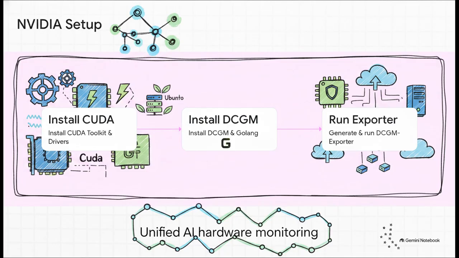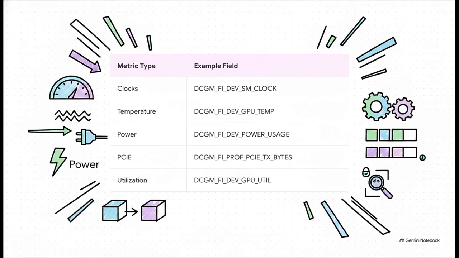Step 1, you get those proprietary CUDA toolkit and drivers up and running. Next, you install NVIDIA's Data Center GPU Manager, usually just called DCGM, along with Golang. And for the final step, you compile the DCGM exporter straight from its source repository, generate your config files, and launch the whole thing. Now, why go through all this trouble?